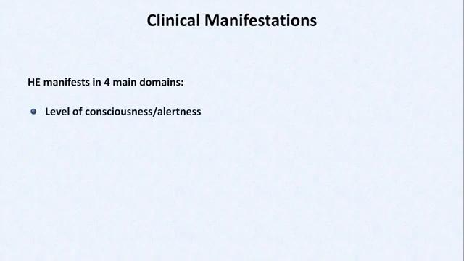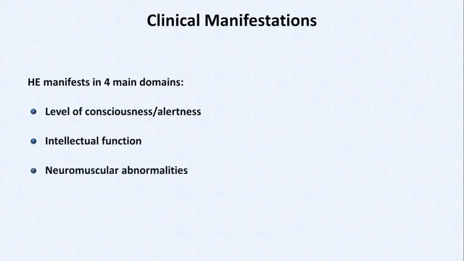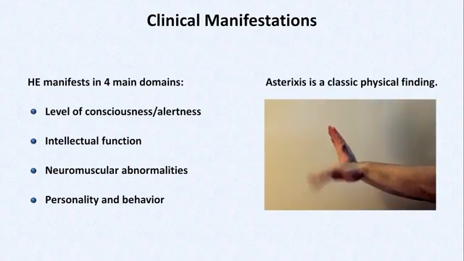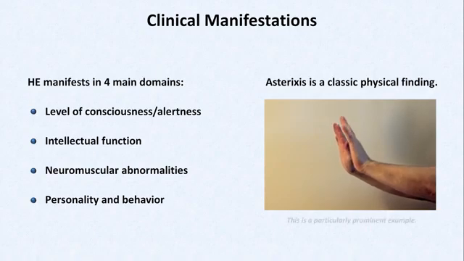Regarding the clinical manifestations, they can be placed into four main domains: the level of consciousness and alertness, intellectual function, neuromuscular abnormalities, and personality and behavior. The classic physical finding of hepatic encephalopathy is called asterixis, which is an intermittent, abrupt, and brief focal loss of muscle tone. It's most commonly observed by asking the patient to outstretch their arms with wrists extended and to hold that position for 10 or 20 seconds.